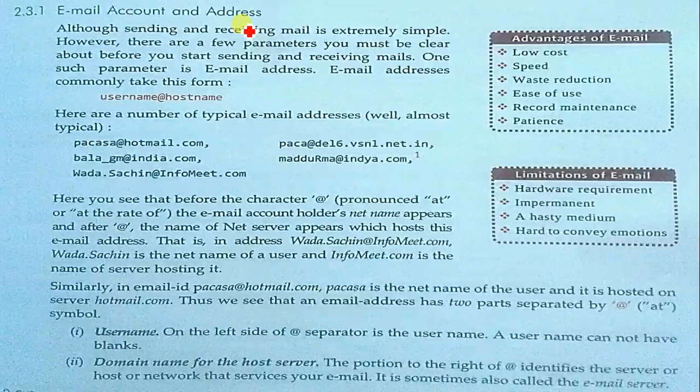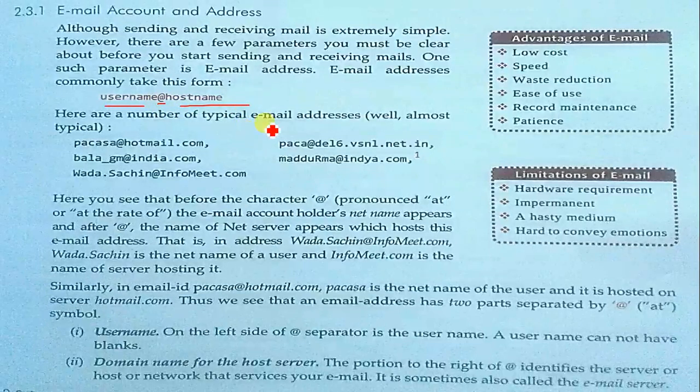Now the email account and address. The next topic is what's an email account and address. Although sending and receiving mail is extremely simple, there are a few parameters which we must be clear about before starting sending and receiving mails. One such parameter is email address. The email address, which I also covered in the previous chapter, has a username, and this @ separates the username and domain.